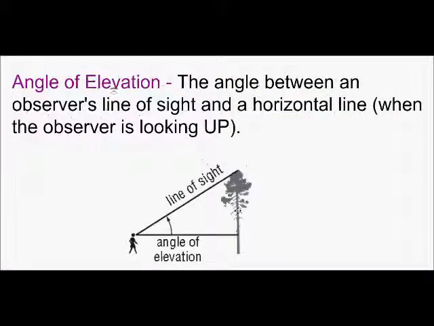Okay, so let's start off with defining what angle of elevation and angle of depression are. An angle of elevation, you can see a picture here, is an angle between an observer's line of sight. So you can see this little stick figure, her eyes are looking right out that way. The line of sight is this diagonal line, and a horizontal line. And this is for when the observer is looking up. So elevation, you could think an elevator brings you up.